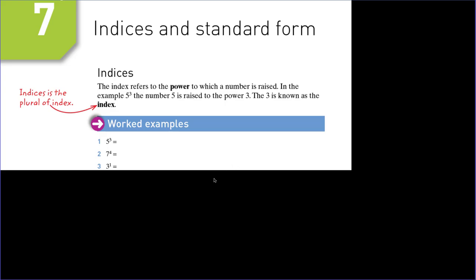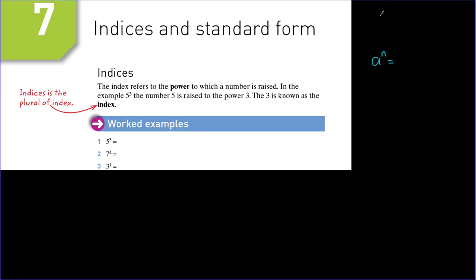Hi dear students, we are going to learn in this video indices and standard form. Instead of indices, we also use power as a term. Here, power is used to understand how many times a number is multiplied by itself.